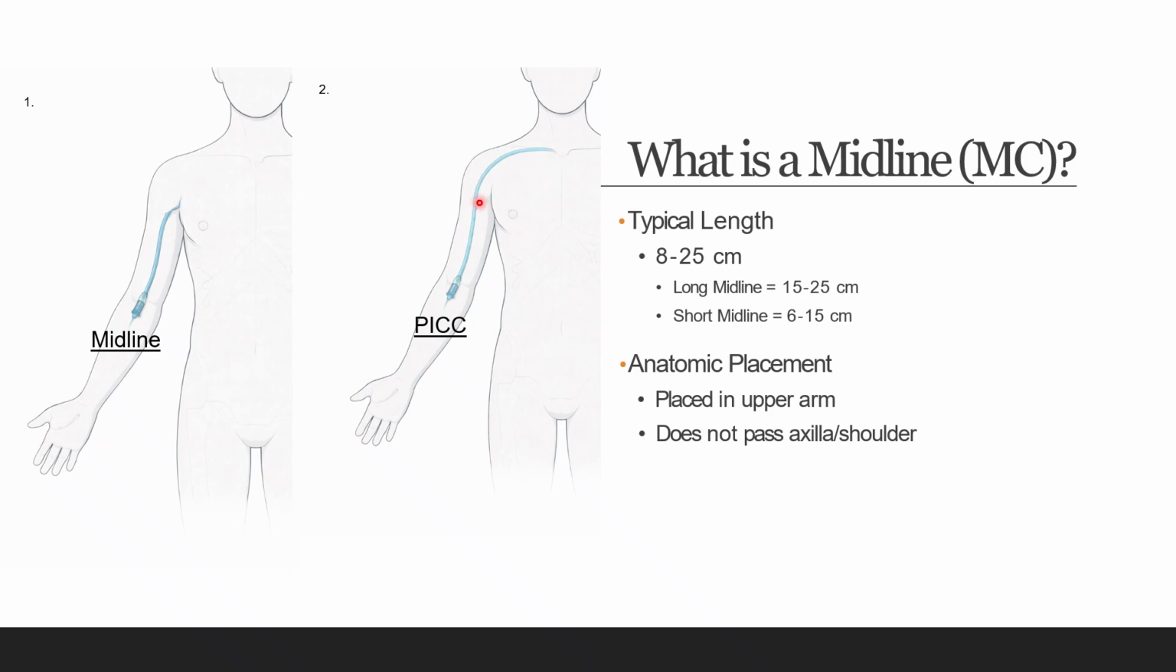With a midline catheter, your typical length will be anywhere from 8 to 25 centimeters. A long midline is anywhere from 15 to 25 centimeters. A short midline can be anywhere from 6 to 15 centimeters. Again, for anatomic placement, typically go in the upper arm, a little bit proximal to the antecubital fossa, and it should not pass the axilla and the shoulder if you're placing a midline catheter.